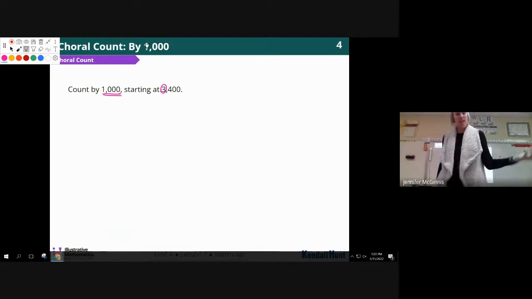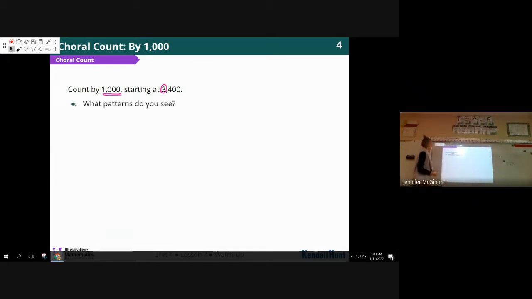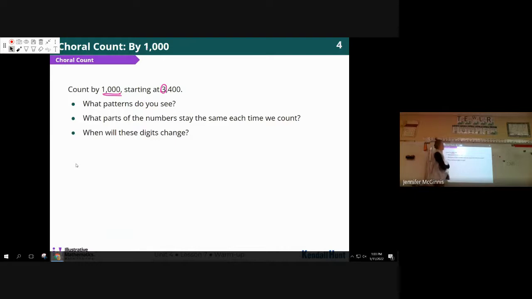Well, okay. The next question I was going to ask, look here. What patterns do you see? What parts of the number stay the same? Gage and Raylan already answered that. Gage, you said that the 400 stays the same. When will the 400 change? Why? Because you're counting by 1,000, and the 1,000 just go up, and the 400 stays. And because the 1,000 is just going up by 1 more 1,000, but you'll never change it.